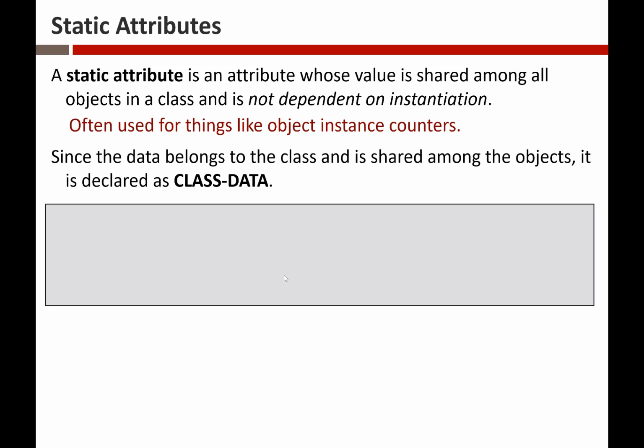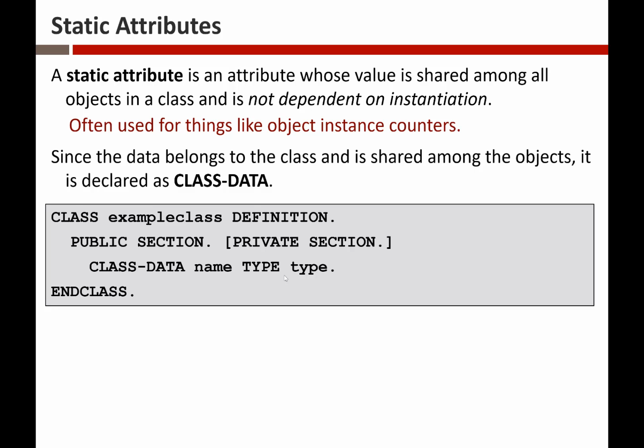Since the data belongs to the class and is shared among the objects, the code I use for this is, instead of having a simple data statement, I have a class data statement. So we've seen in the definition before, in either the public or the private section, we've seen a data statement before where we've created attributes. All we're doing here now is we're calling this class-data, and that means that all of the instantiations of, in this case, example class, will share that exact same attribute.